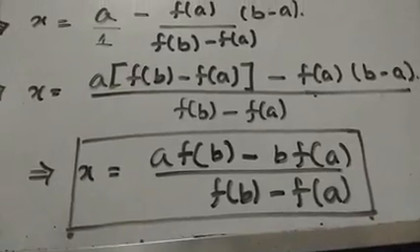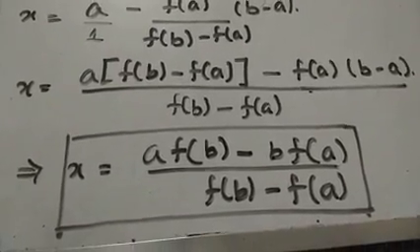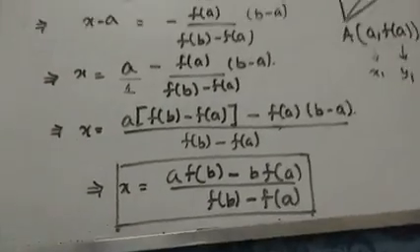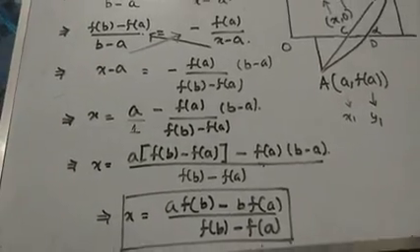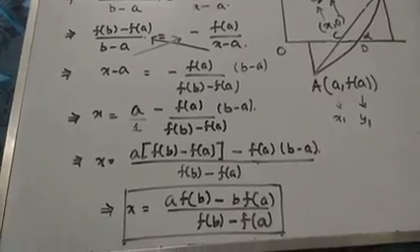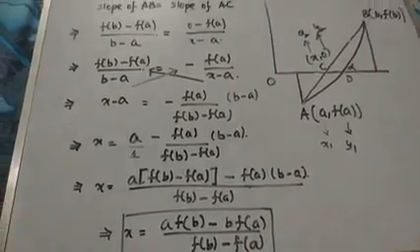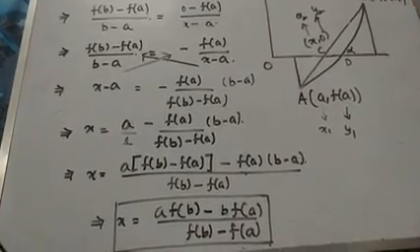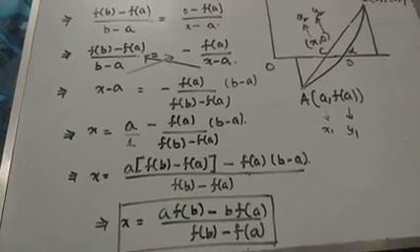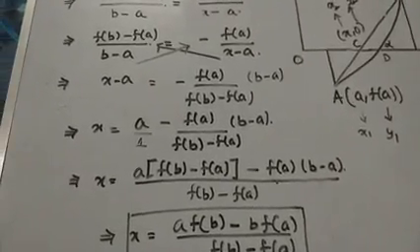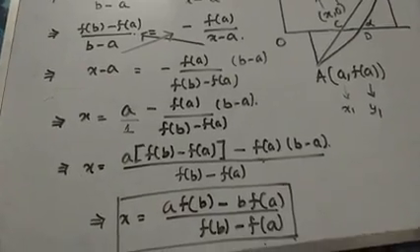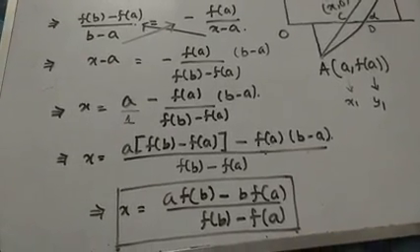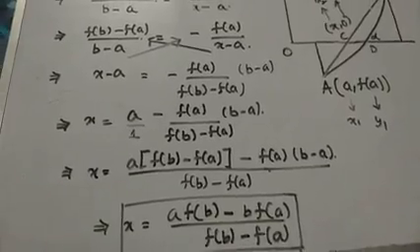What will be the formula? A into f of b minus b into f of a by f of b minus f of a. Just remember this. This is the final formula of the Regula Falsi method. This method is also known as the method of false position. Don't worry, I will provide the handwritten notes. The PDF will be there. Just see that PDF. So this is the formula of the Regula Falsi method.